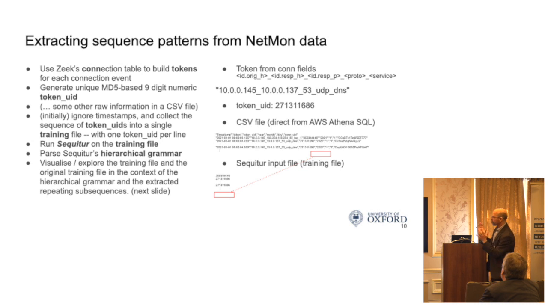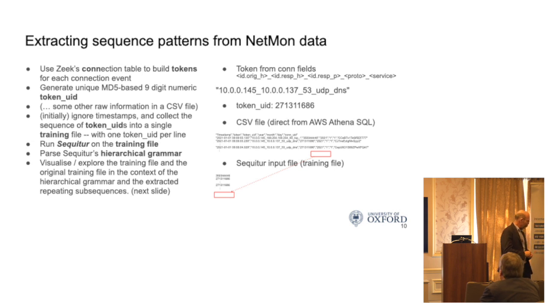And just jam a few things together to make this thing called a token. I'm interested in the source IP address, the destination IP address, the destination port number, the protocol, and the service. So here the device has an address on the network, 10.0.0.145. It's doing a UDP DNS lookup to the server inside the network, 10.0.0.137. And we hash the string to make a token, a 9-digit token ID.